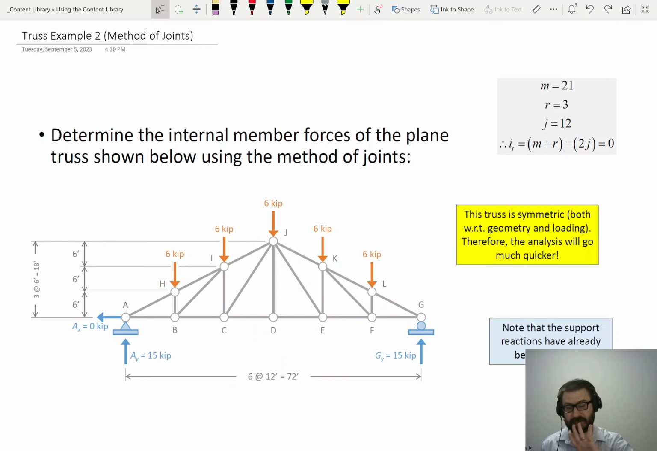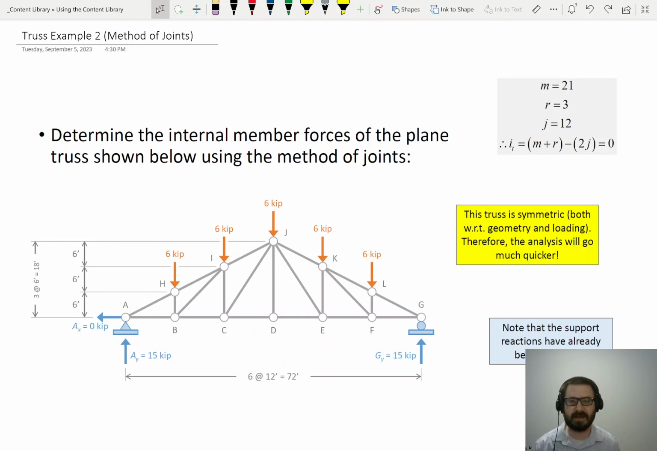First off, if we just use the raw expression, you can count it up and there are a total of 21 members in the structure. And there are three support reactions and there are a total of 12 joints. So if you compute M plus R minus 2J, you will get an IT value of zero. And you can see in the structure, there really isn't a section that has an absence of triangles. It can pretty easily be borne out that this structure is stable and statically determinate.